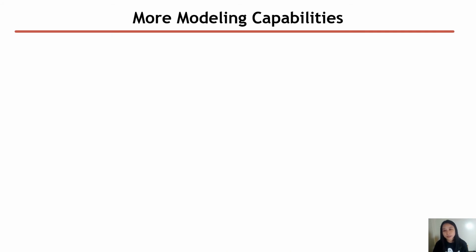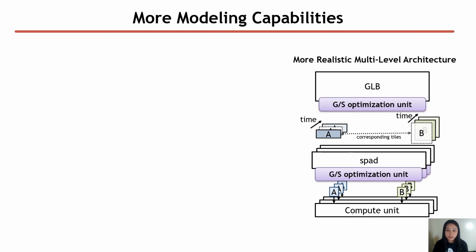So we have been talking about various storage and compute optimization features. We definitely have more modeling capabilities, and these capabilities are more related to the fact that we'll usually not have a main memory with a compute architecture. It's more realistic for us to have a multi-level architecture with multiple storage levels, as well as a spatial fan-out of storage levels and compute levels. And as you can imagine, we can apply these optimizations at various points in our architecture.